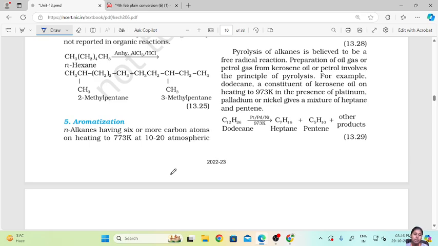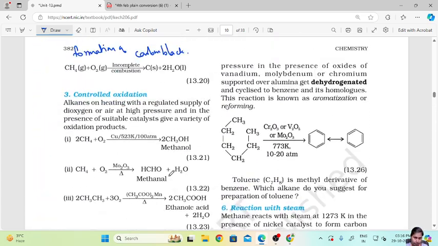and you maintain atmospheric pressure at 10 to 20, and this reaction takes place in the presence of vanadium oxides, molybdenum or chromium. Okay, it can be either chromium, vanadium or molybdenum. Either the presence of any one of these three, supported over alumina, the alkane gets dehydrogenated and cyclized to benzene and its homologues. This reaction is known as aromatization or reforming.